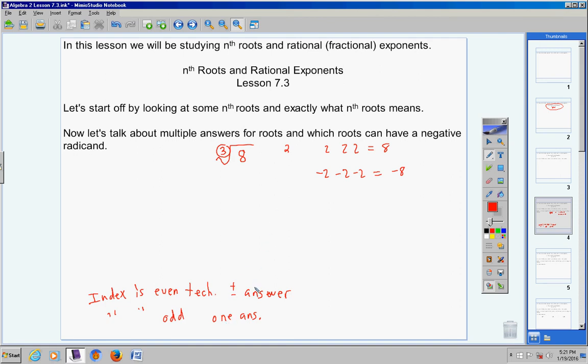Do you understand? If the index is even, you'll have a plus and a minus answer. I mean, technically speaking, you don't always have to write that, but you understand it's a possibility. When your index is odd, you have one answer.